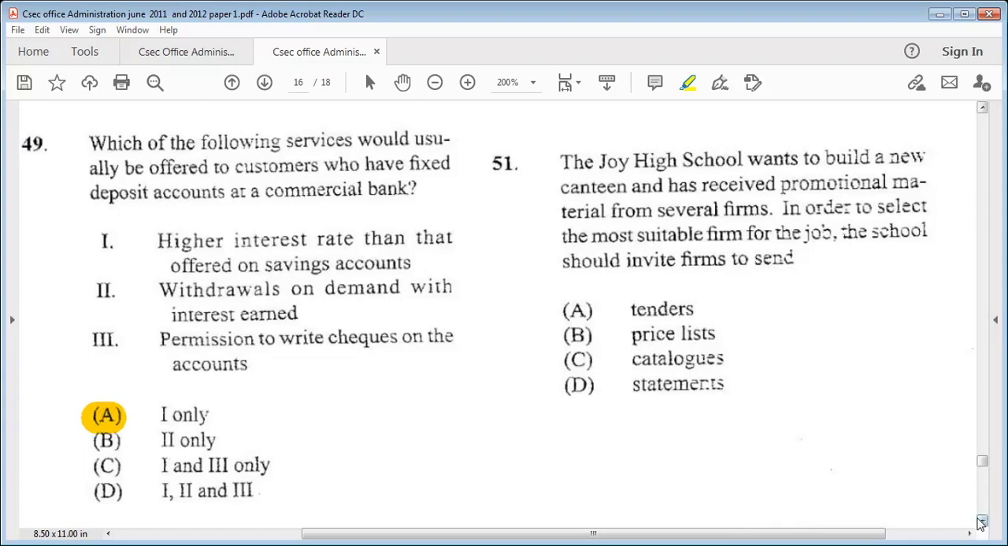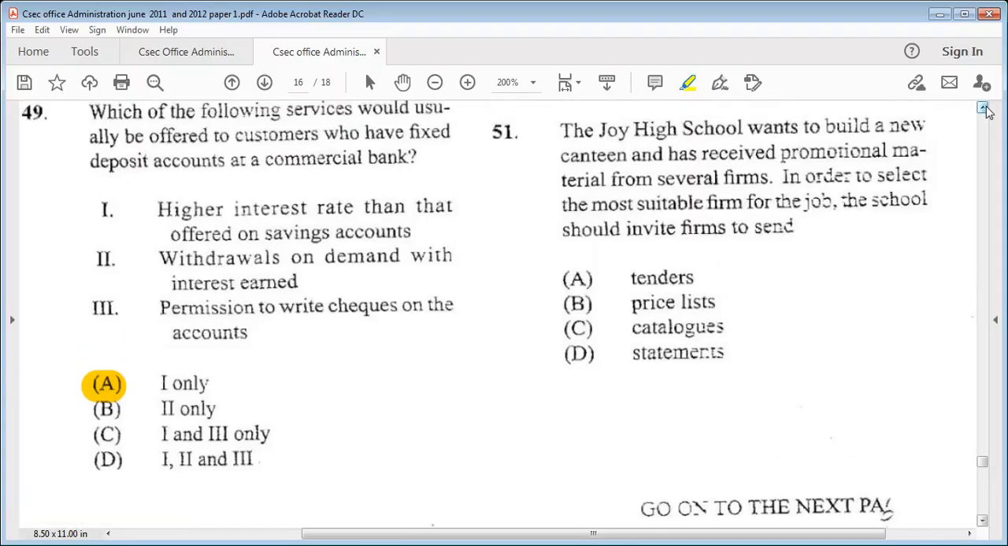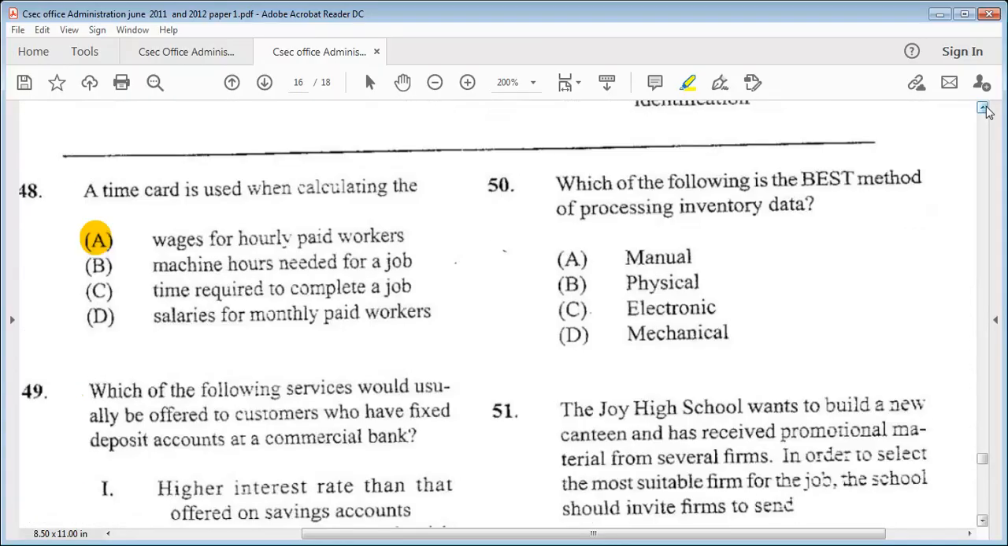Let's go on to question number 50. It says, which of the following is the best method of processing inventory data? A, manual, B, physical, C, electronic, or D, mechanical? Our answer would be C, electronic.